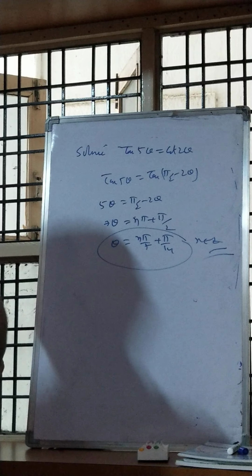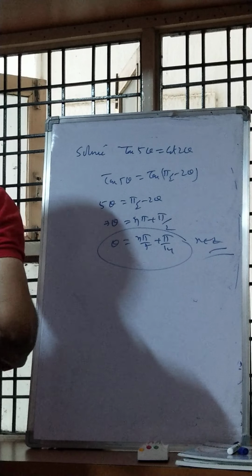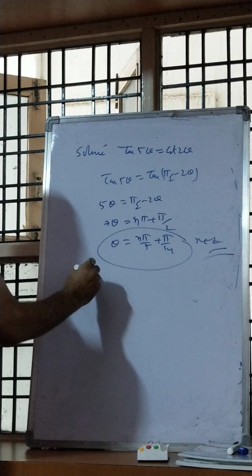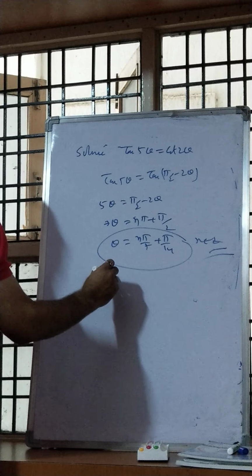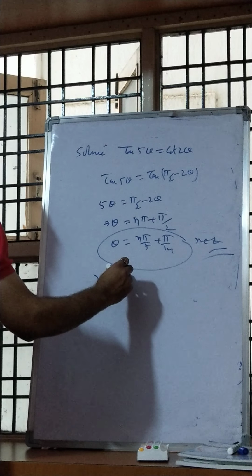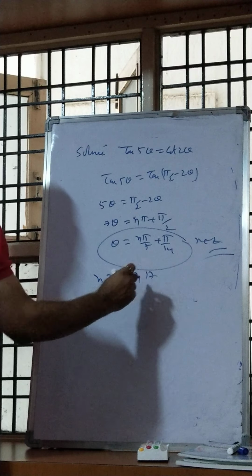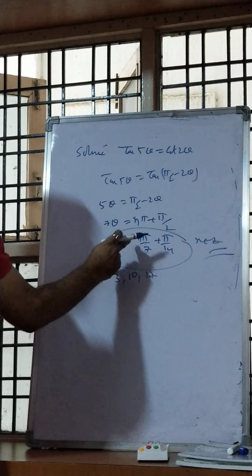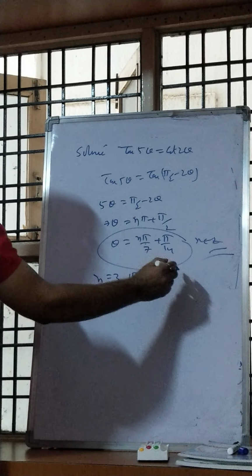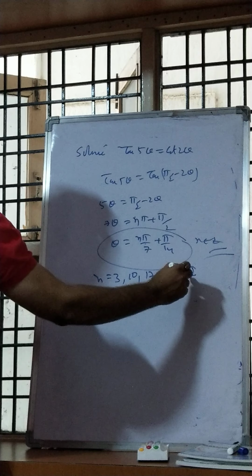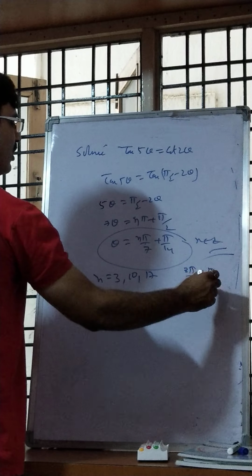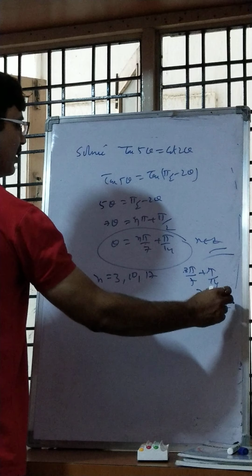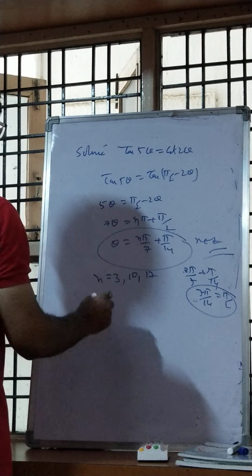But you see, we got it like this, and you are supposed to cross check here. For n is equal to 3, take n is equal to 3. If you take 3, what is going to happen here? See here, 3 pi by 7 plus pi by 14 means 7 pi by 14, which is nothing but pi by 2. This is not valid.